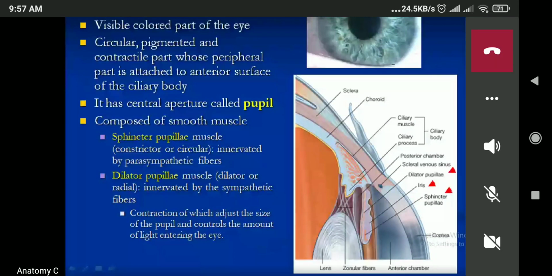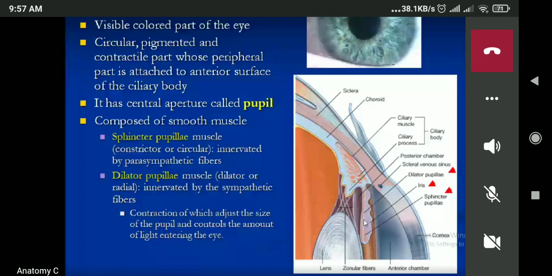Now, you just see. It consists of a central aperture. This one is known as the pupil. The central aperture which is present in the iris is known as the pupil. And the iris itself consists of smooth muscle. It has two different types of muscle. One is known as the sphincter pupillae. The next one is known as the dilator pupillae.